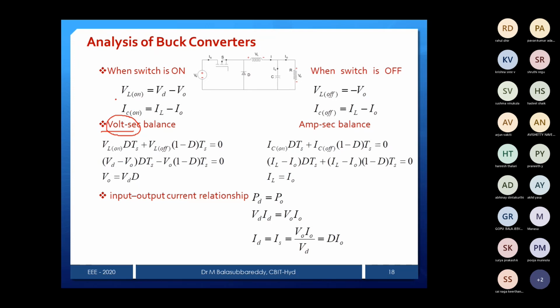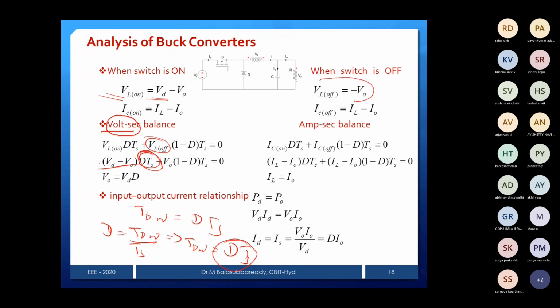As you know, during the on condition, the voltage across the inductor is VD minus Vout. What is the on period? The on period is T on. How can I write T on? D into Ts, because D is equal to T on by Ts. Ts or T are both the same, no problem. From this, T on is equal to D into Ts. That's why I multiplied the on period, plus the off period. When the switch is off, the voltage across the inductor is minus Vout, so I made it minus Vout into the off duration.